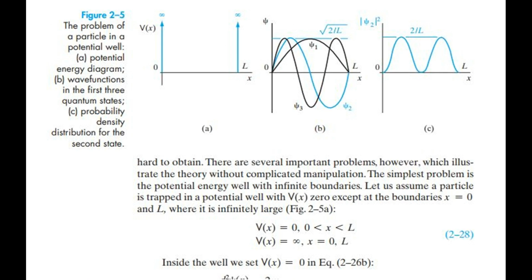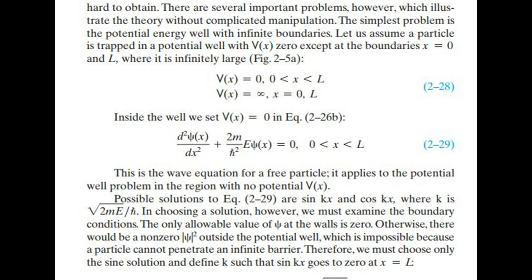Inside the well we set V(x) equals 0 in EQ 226b. This is the wave equation for a free particle. It applies to the potential well problem in the region with no potential V(x). Possible solutions to EQ. 229, are sin kx and cos kx, where k is √(2mE)/ħ. In choosing a solution, however, we must examine the boundary conditions. The only allowable value of ψ at the walls is 0.